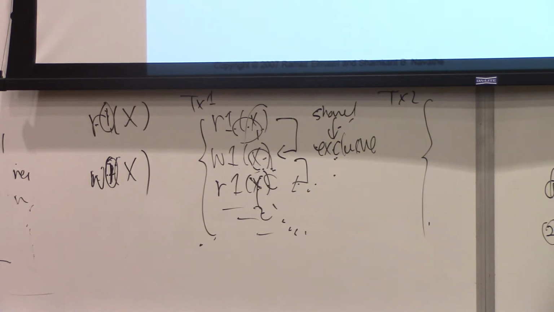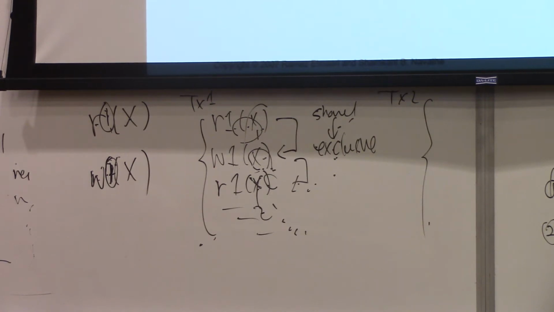So that is the locking and growing phase, or shrinking. Sometimes the acquiring phase and the releasing phase, or sometimes called the locking and unlocking. It's not a big difference. It's the same meaning, but there are two phases of the two-phase locking. So this is an example of the two-phase locking.